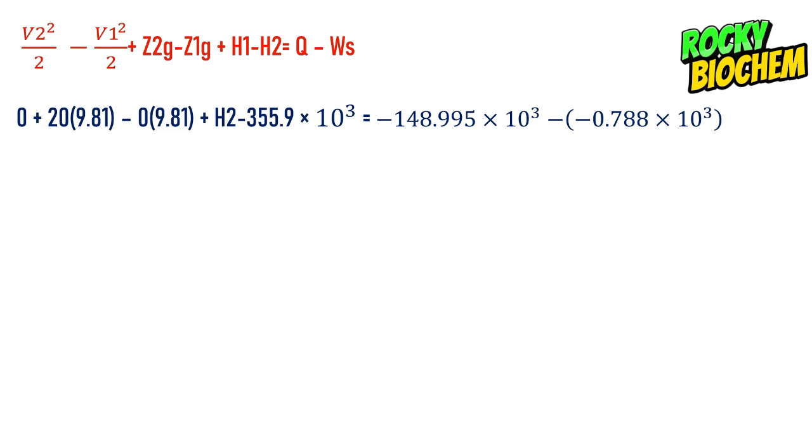9.81. So when you fix them in here, we are going to get 20 multiplying 9.81 minus 0 multiplying 9.81, and all this plus H2 minus 355.9 times 10 to the power 3. And all this should be equal to the Q. We had the Q to be equal to 148.995 times 10 raised to the power 3. If you remember, I made mention of the fact that the system gave up heat.